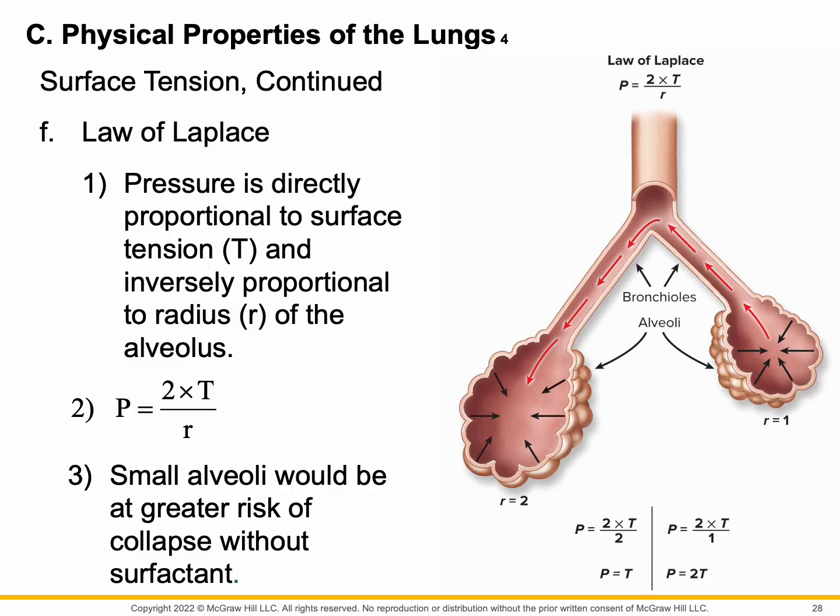The alveoli, the air sacs of the lungs, are nearly spherical. According to Laplace's law, smaller alveoli would collapse into larger ones if not stabilized, since the pressure needed to keep them open is inversely related to their radius. The body uses surfactant to lower the surface tension, especially in smaller alveoli, therefore preventing collapse and equalizing pressure among alveoli of different sizes.